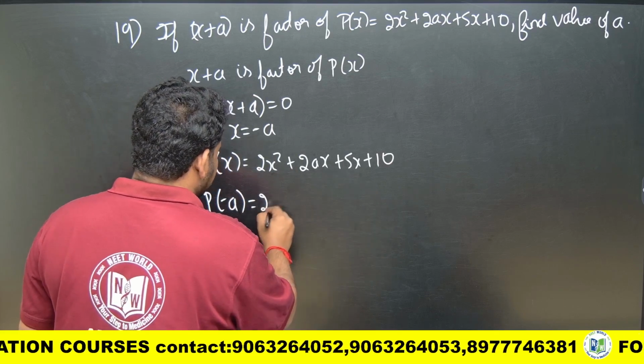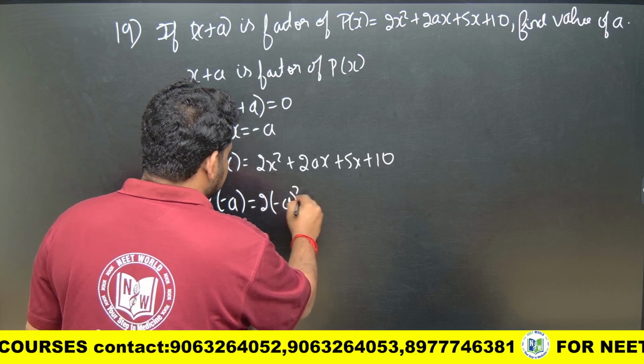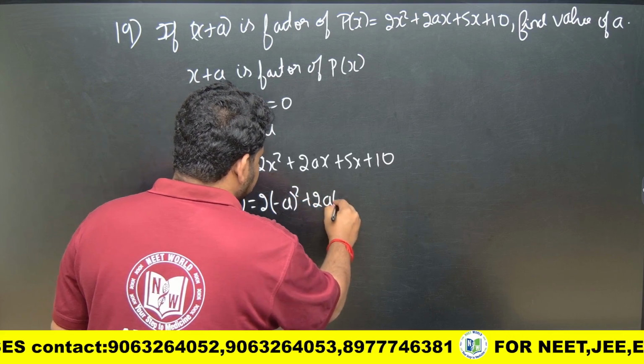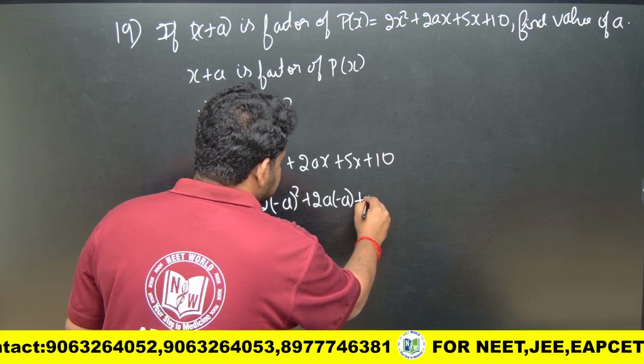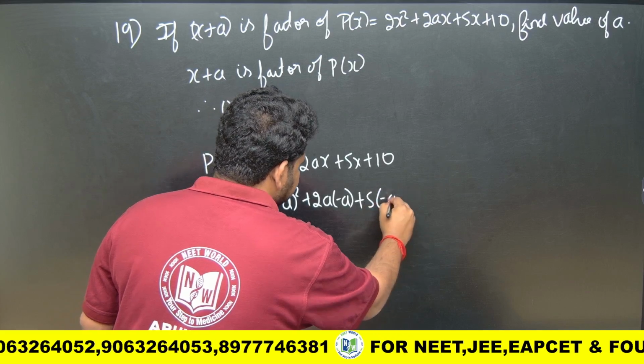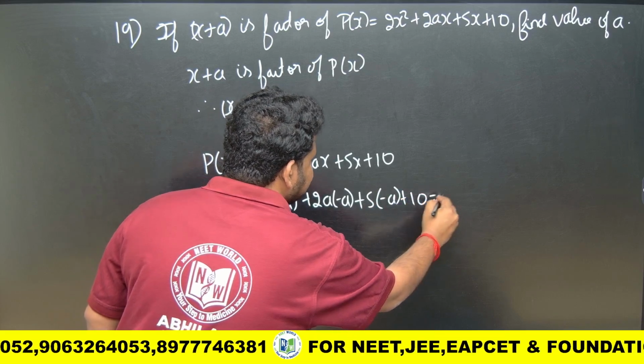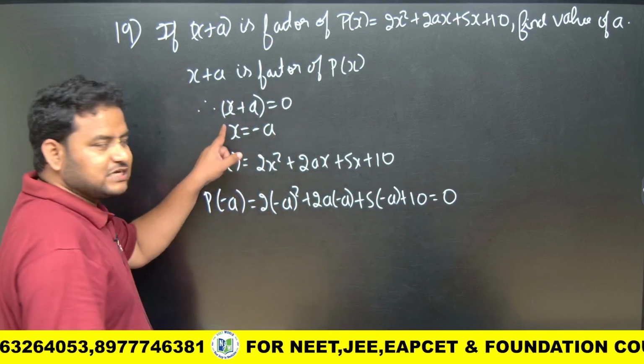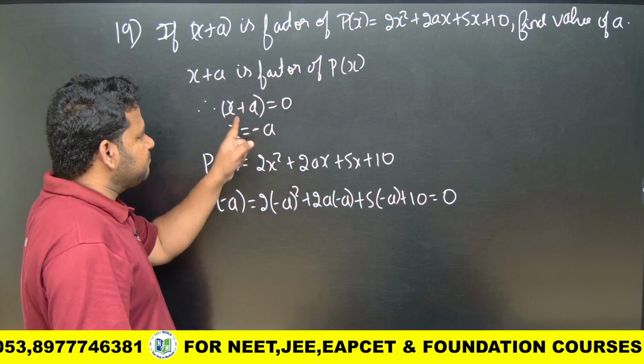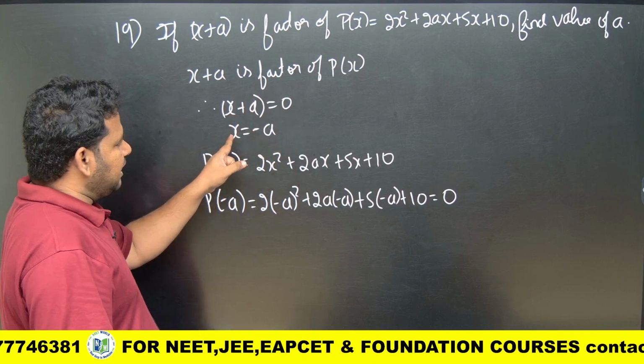This will become 2 times minus a square plus 2 times a into minus a, plus 5 into x, which is minus a, plus 10. This should become equal to 0. Why is it equal to 0? Because x plus a is a factor of this. That means x plus a is equal to 0, x is equal to minus a.